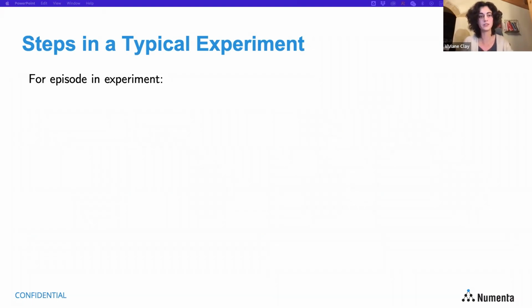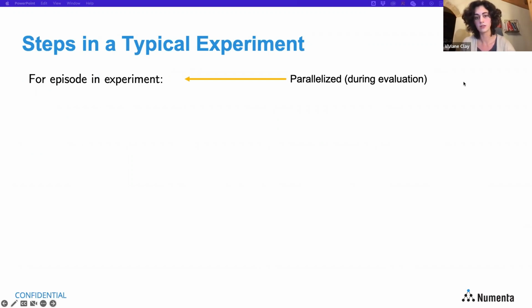So, steps in a typical experiment. First of all, we loop over episodes in an experiment. And this part, Ben actually nicely parallelized. So if we're evaluating, we can run every episode in parallel on a different CPU on the Lambda node. That doesn't work during training because when we are learning, the order matters. But since right now we're mostly evaluating, this helps speed up that part.